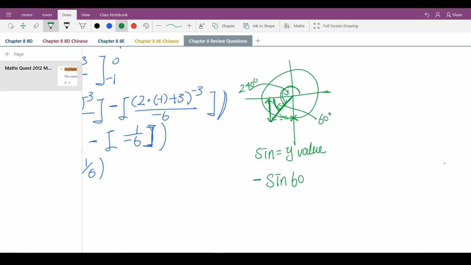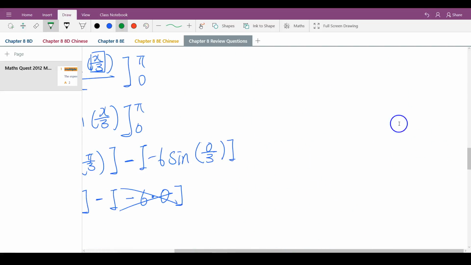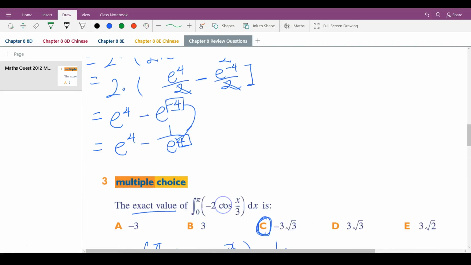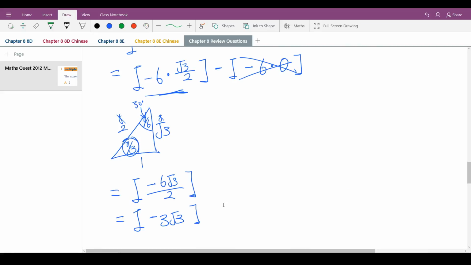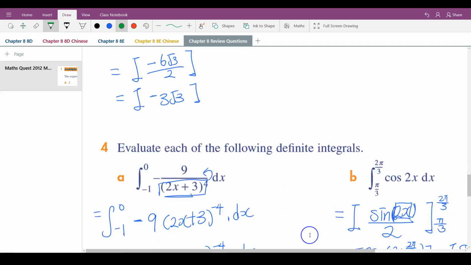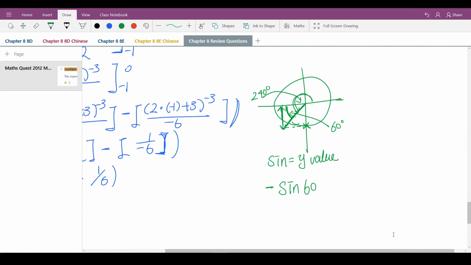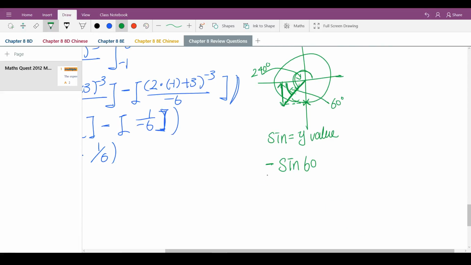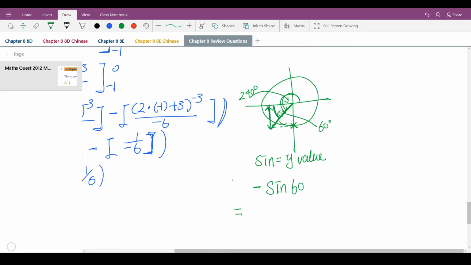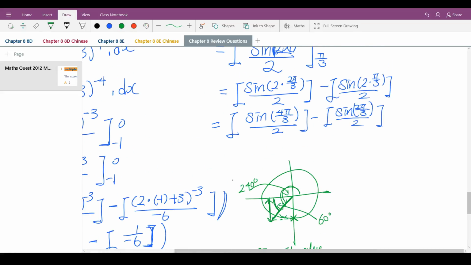Okay, that should be right. So negative sine 60. Sine 60, we did a special triangle before, somewhere previously. Oh, here. 60. And then 60 is opposite over hypotenuse, so it's root 3 over 2. So we get negative root 3 over 2. Alright, so that's what we can write there.